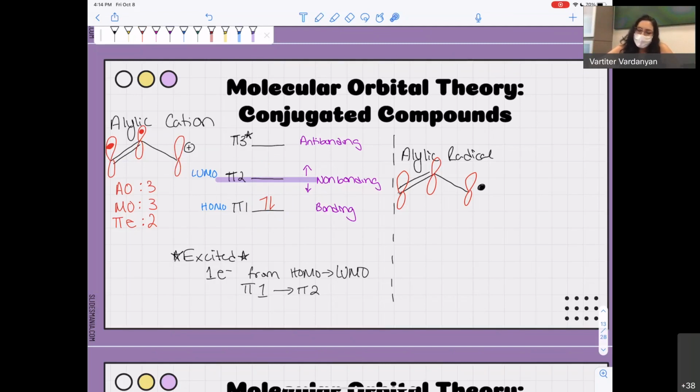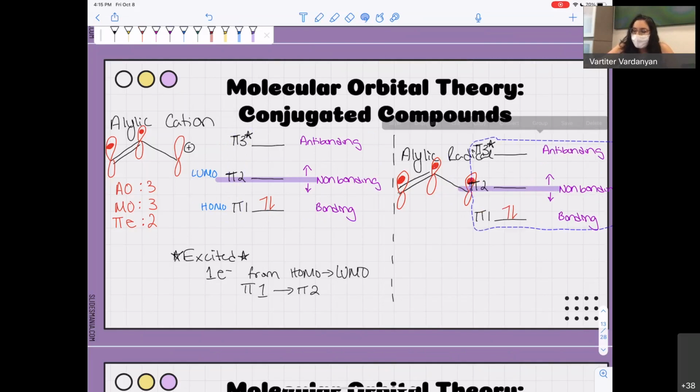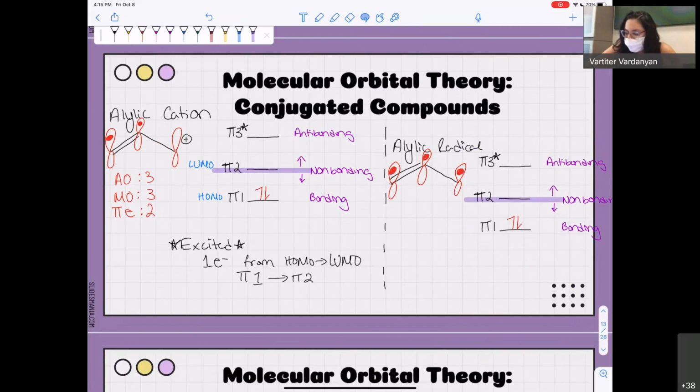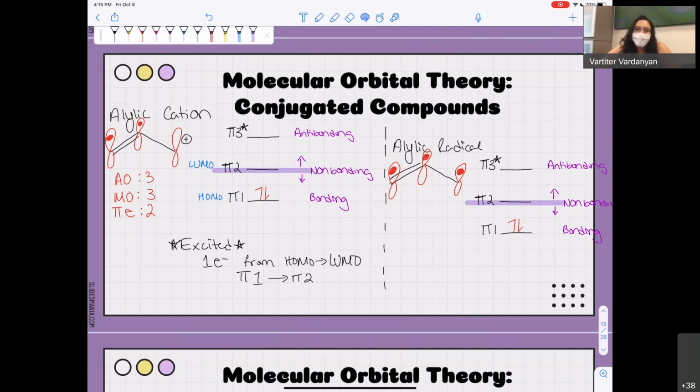You are correct. All right, so this one is a radical, which means we have 1 electron here, 1 electron here, and we have 1 electron here. So I'm going to go ahead and erase the little meatball. And what's really cool is we can keep a lot of this stuff the same, because like I said, this diagram depends a lot on the number of sp2 carbons we have.